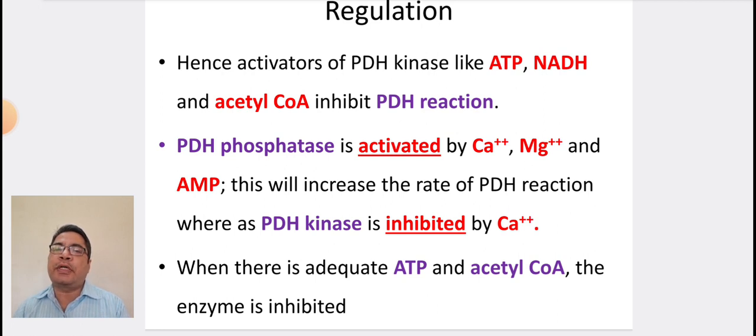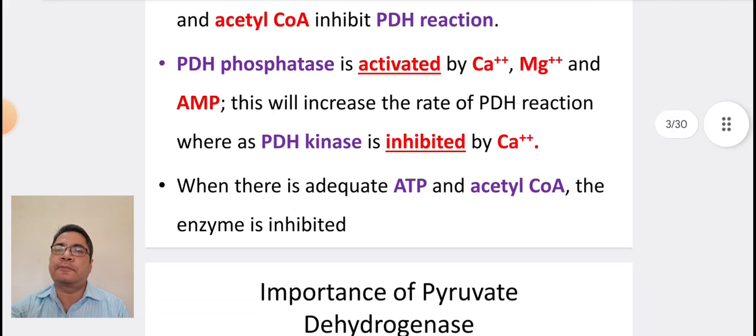The PDH phosphatase is activated by calcium, magnesium, and AMP. This will increase the rate of the PDH reaction, whereas PDH kinase is inhibited by Ca2+ or calcium. When there is adequate ATP and acetyl-CoA, the enzyme is inhibited.